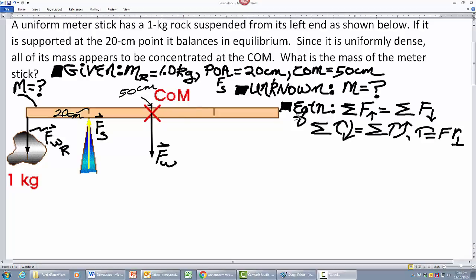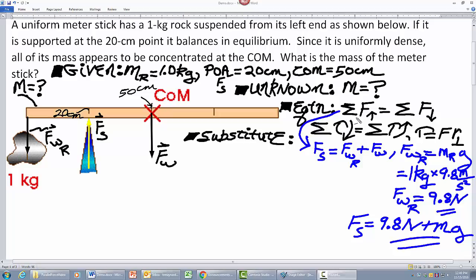The equations. Since the meter stick is balanced, it is in equilibrium. Therefore, the first condition of equilibrium applies. The sum of the upward forces is equal to the sum of the downward forces in magnitude. And the second condition of equilibrium, that all the torques are balanced, or that the sum of the clockwise torques is equal to the sum of the counterclockwise torques, also applies, where torque is force times r perpendicular, which is the moment arm of the force.